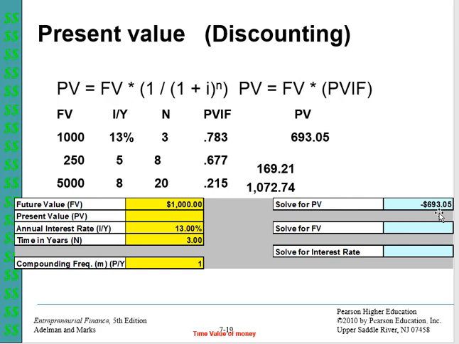So a question is, if you can invest at 13%, which would you rather have? $693.05 today, or $1,000 in 3 years? And the correct answer to this is you are indifferent. You don't care. They both represent the exact same amount of purchasing power.